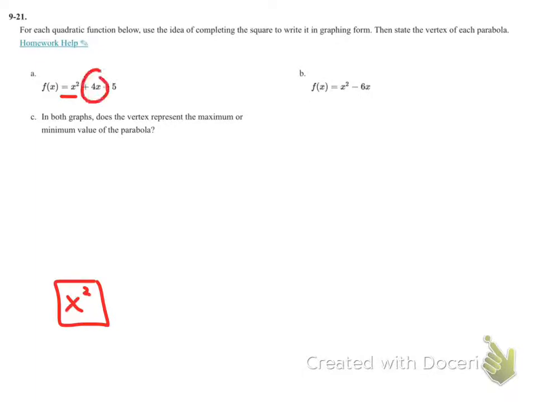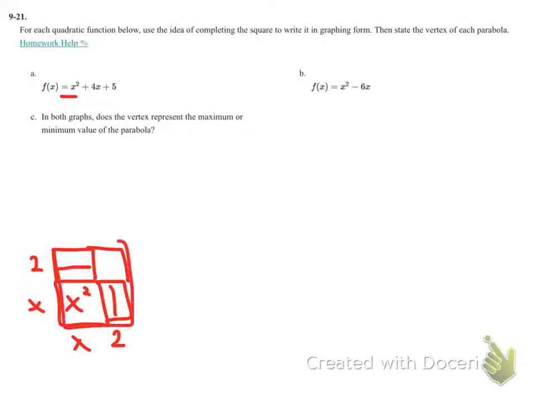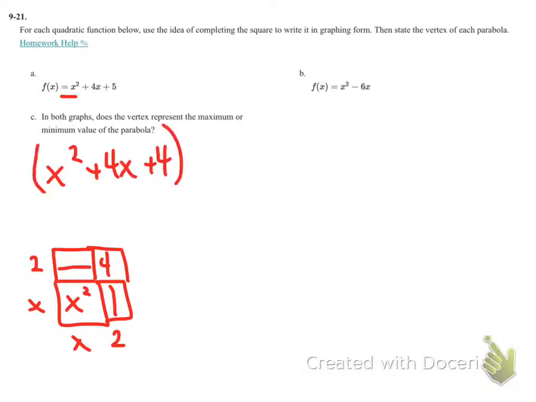If I have 4 x's, again, I'm building a square, so I need to have 2 of them on each side. So I have an x plus 2 and an x plus 2. To complete that square and make this now into a full square, I'm adding 4. So I have my x squared plus 4x plus 4. That is now the square that I've just built.